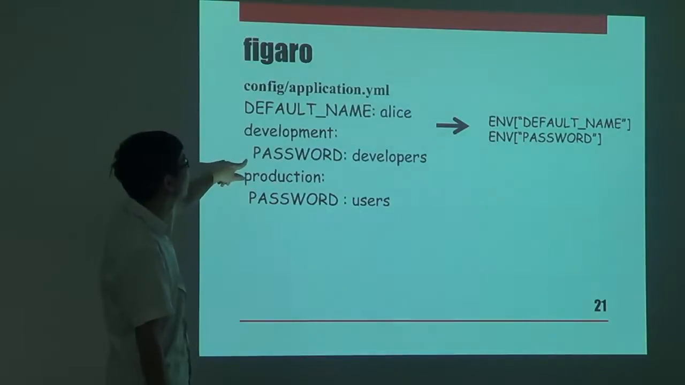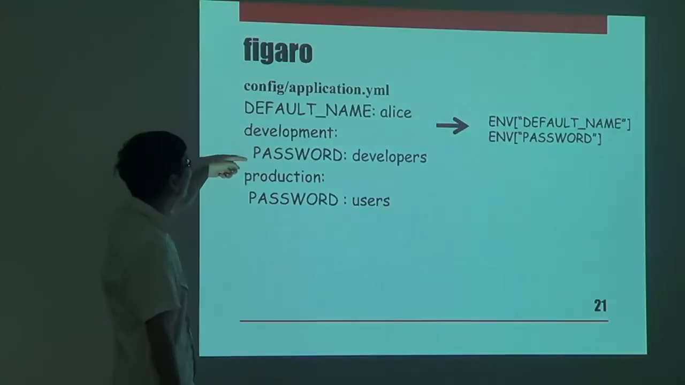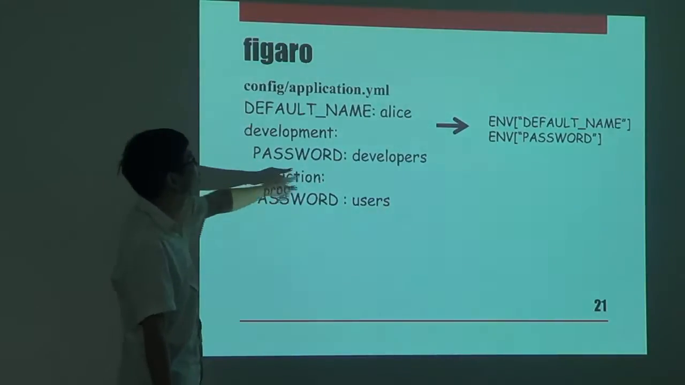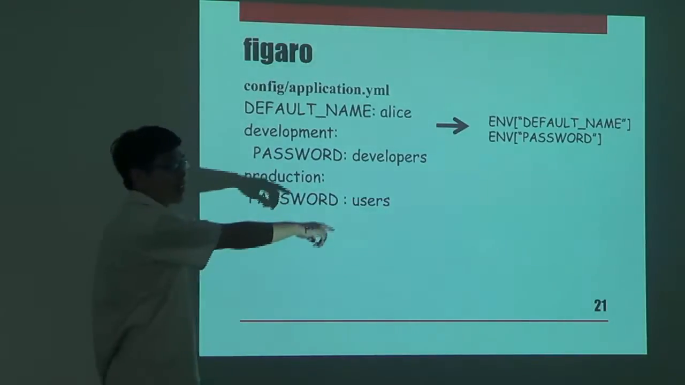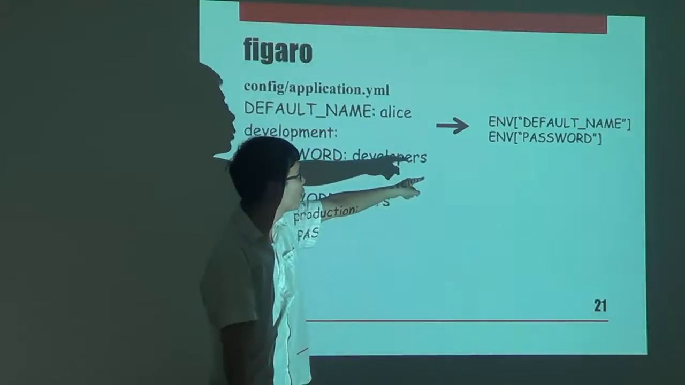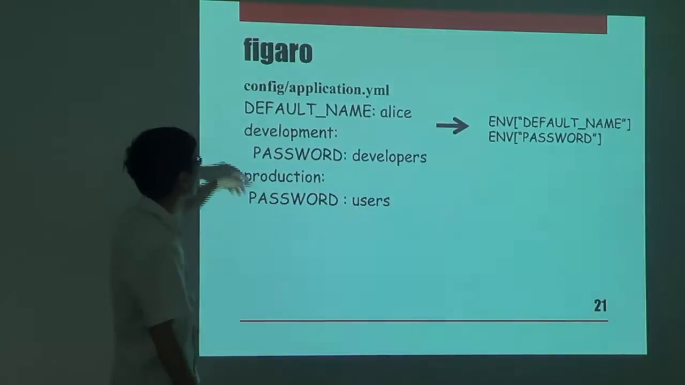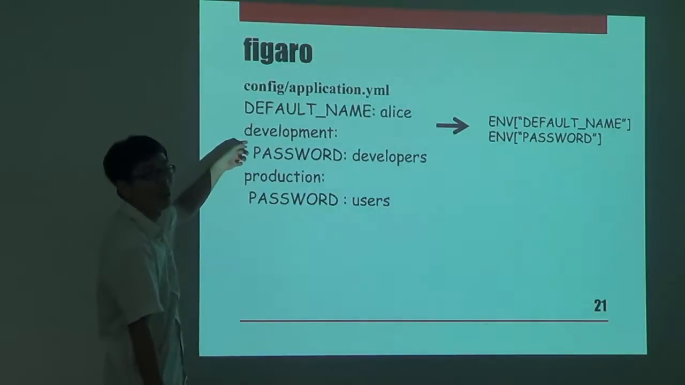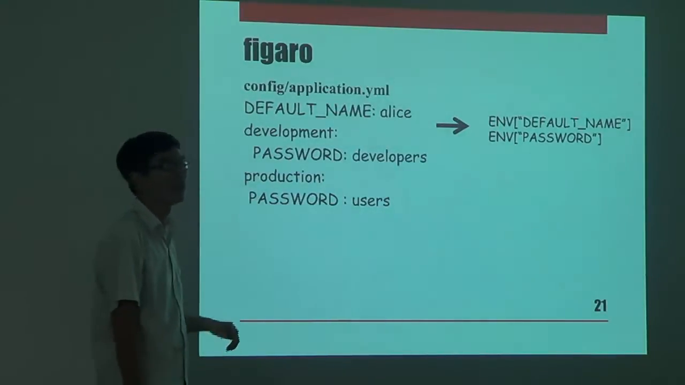So this variable will depend on the environment. For example, here we have the application.yml file. Here we define that in the development environment the password is developers, and in the production environment the password is users. And in your application, when you call this, for example, call ENV password, it will return the value, but the password depends on the environment you are using. So it is very convenient when you have different configurations for different environments.